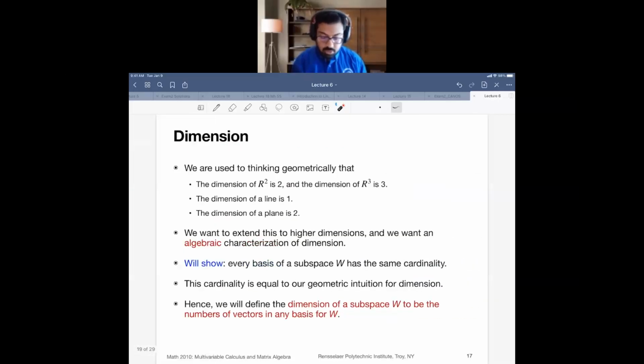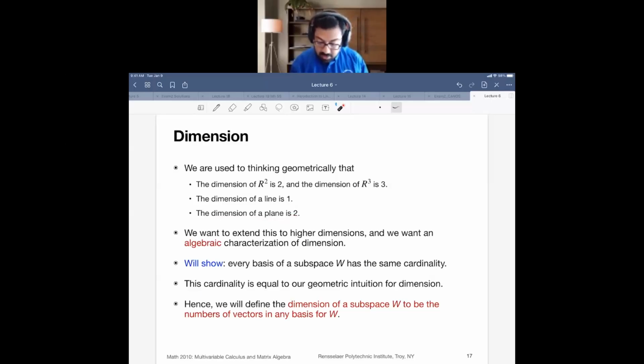All right, let's move on to dimension, our next topic. So dimension, we are used to thinking geometrically, and dimension sort of follows that same intuition. So if you look at the dimension of Euclidean space R squared, you know that that dimension is going to be 2. And if you look at the dimension of R cubed, that dimension is going to be 3. How about for a line or a plane? For a line, the dimension is going to be 1, and for a plane, you would need two vectors to span a plane. So the dimension over there is going to be 2.